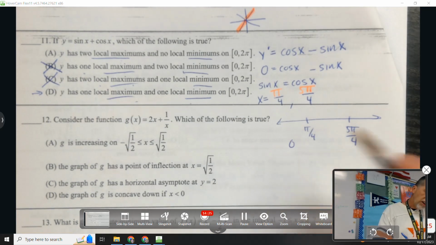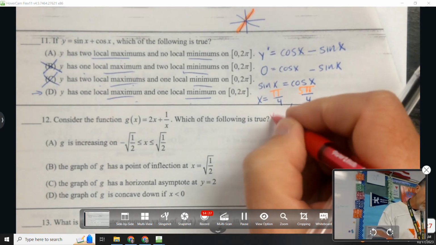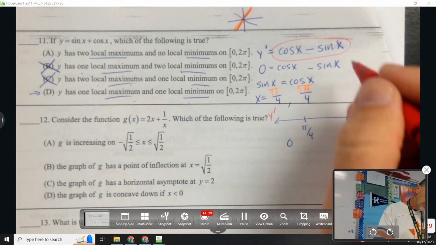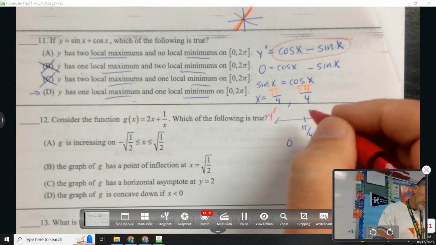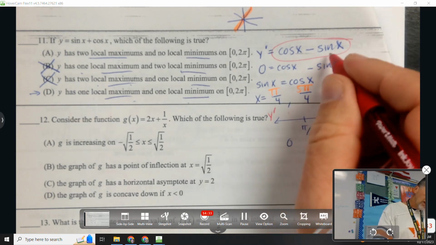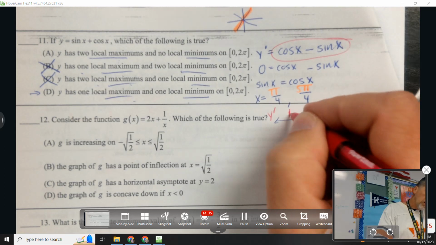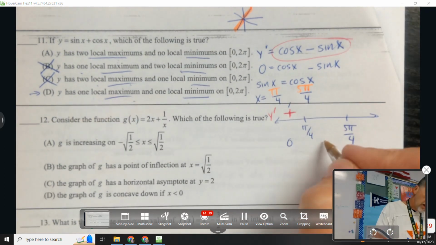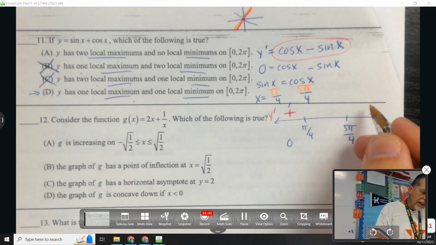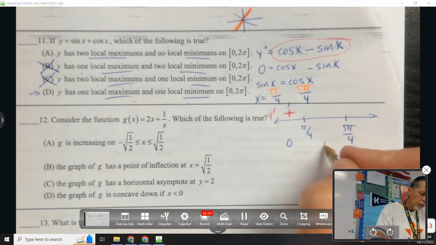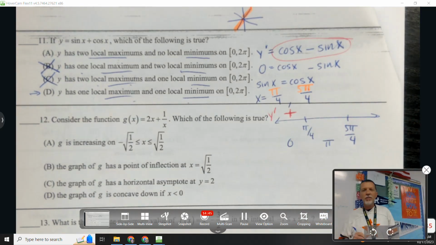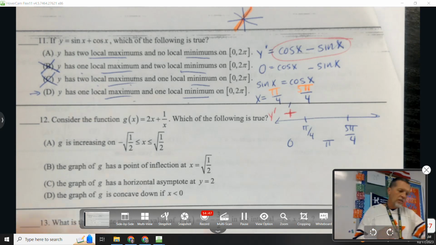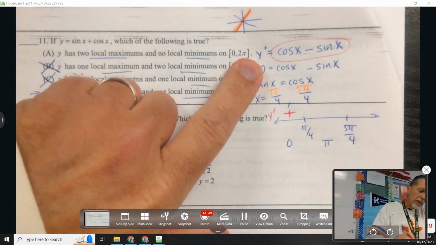So if I check 0, and I'm checking it into y prime, cosine of 0 is 1, sine of 0 is 0, so that's positive. There's no double roots, so the alternating rule should work. But with sines and cosines, maybe I should slow down and not just blindly follow the alternating rule all the time.